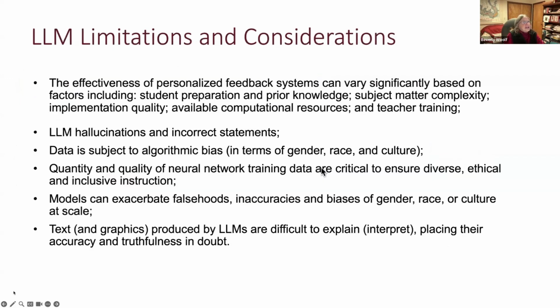And then the limitations for LLMs are the same as they are for every field. There are hallucinations and incorrect statements. The data is subject to algorithmic bias in terms of gender and race and culture. The effectiveness of this whole system can vary based on factors like student preparation and prior knowledge, subject matter complexity, implementation quality, etc. It's also dependent on the neural network being used. You must train it, and first of all, set it up so you can ensure diverse, ethical, and inclusive instruction. And the models can exacerbate falsehoods and inaccuracies that are in the model to begin with.